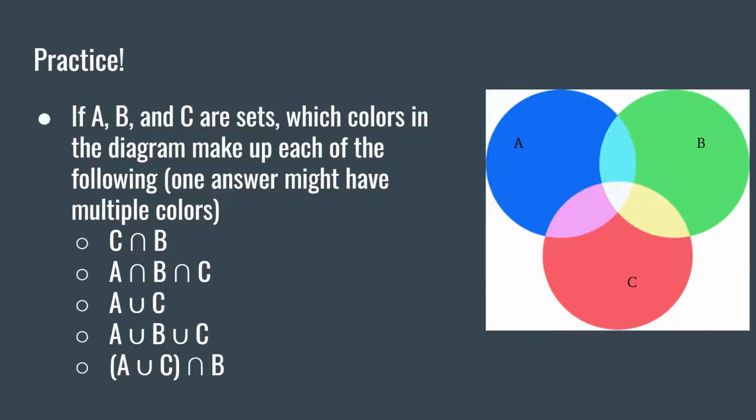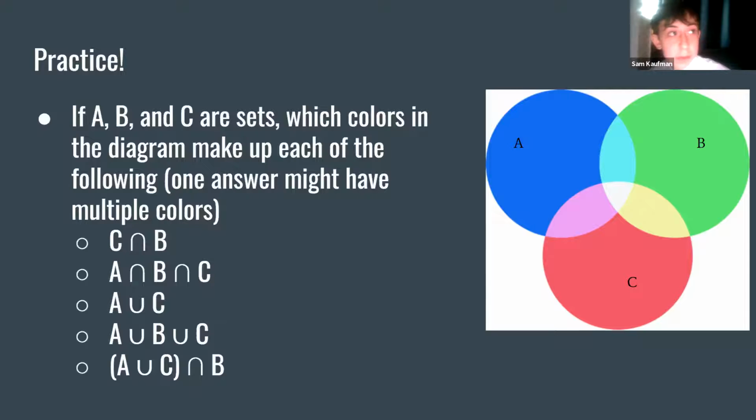How about the next one? A union C. Yep. And what colors is that? Blue, teal, white, pink, red, and yellow. Yes, it's going to be everything except this green, because that's the only part that isn't anywhere in A or C. How about the next one? A union B union C, which is every single color. Yep, it's every color, because that includes all of every set.